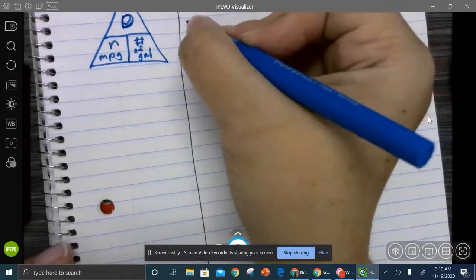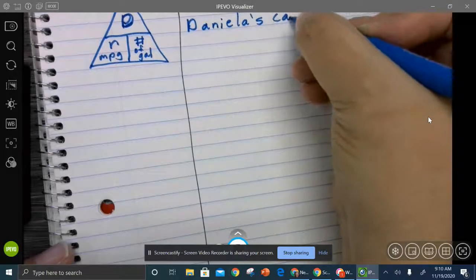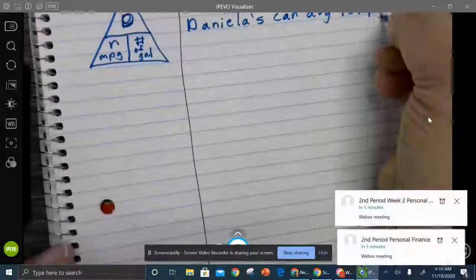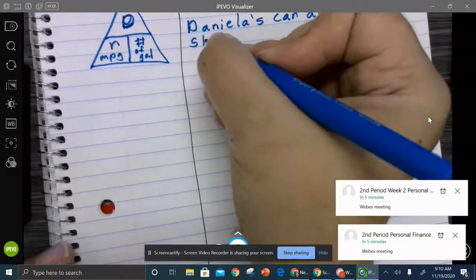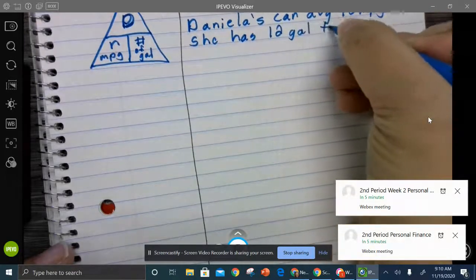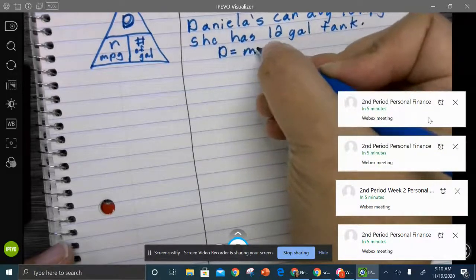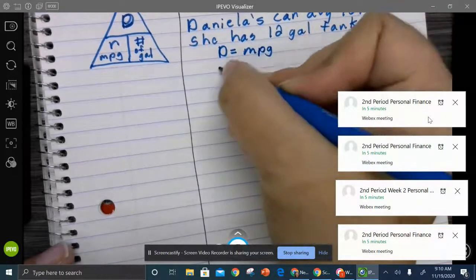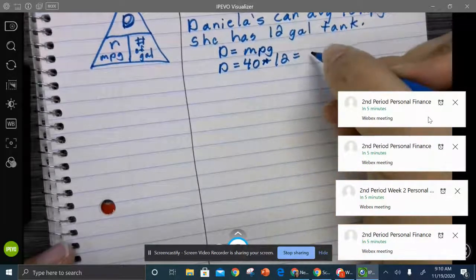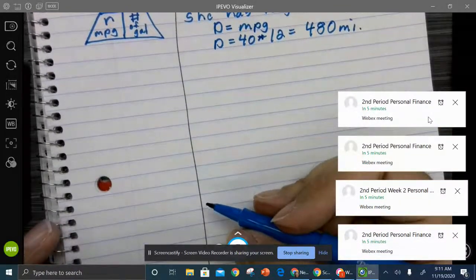Let's do an example. Let's say for Daniela, her car averaged 40 miles per gallon, and she has a 12-gallon tank. So the distance is equal to miles per gallon times gallons. 40 times 12, so she can drive 480 miles on her tank of gas.